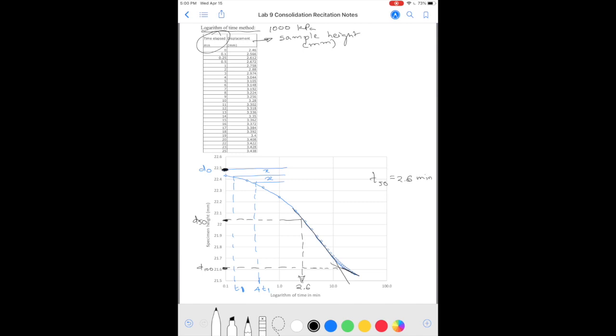Okay, so again the equation will be, we want to find CV. T50 in this case is going to be 2.6 minutes. HDR, we calculate it again as the average sample height divided by 2, and TV for 50% consolidation is 0.197, and that's how you calculate CV. Once again, report it in meters square per year.